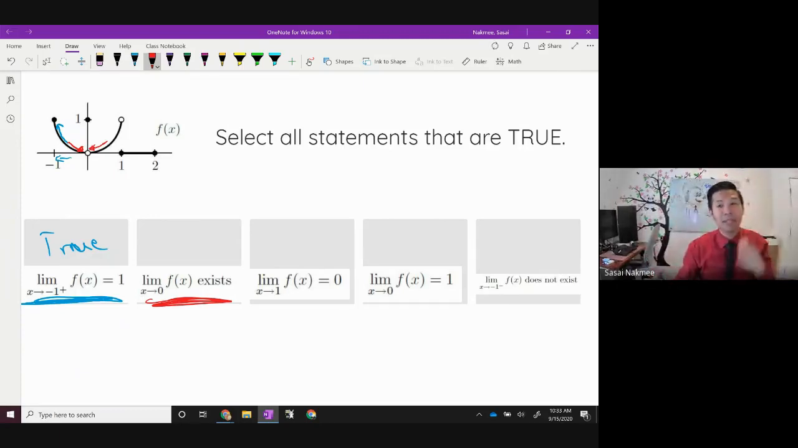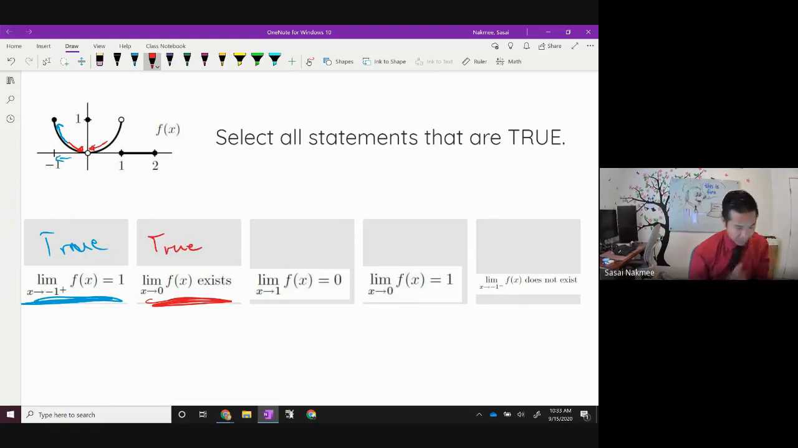That means that limit does exist, right? If they were pointing at different points, then I'd say the limit does not exist. Since they point to the same one, they're approaching the same one from the left-hand side and the right-hand side, I'd say that this one does exist.